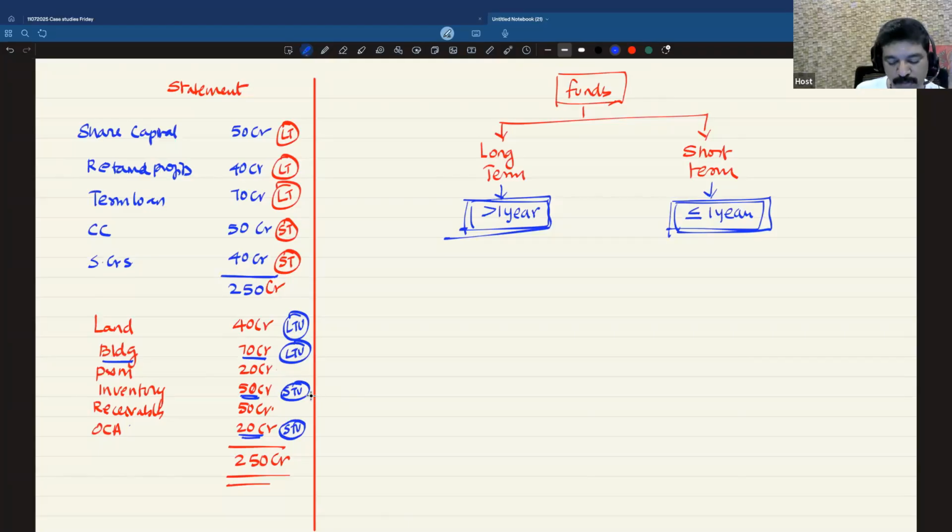I am going to invest that money in purchasing plant and machinery, and this plant and machinery will have a useful life of 5 to 8 years. Is it long term or short term? It is a long term use.